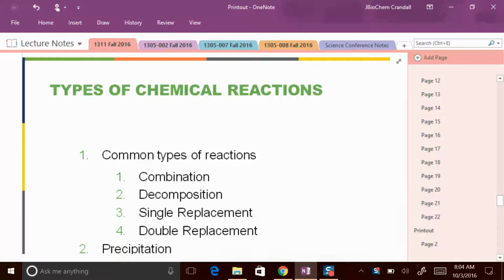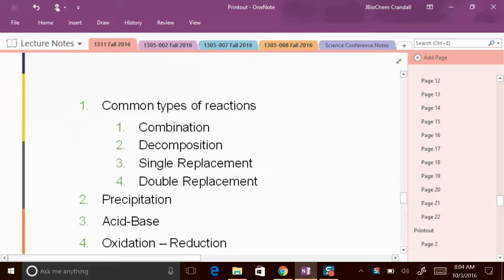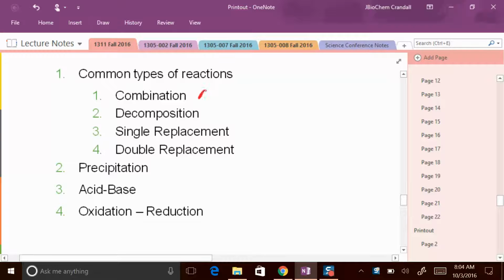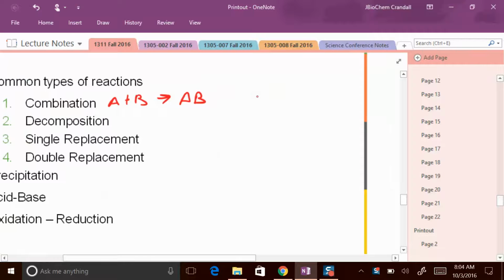Okay, so common types of reactions, things like combination reactions. Combination reaction, pretty simple, straightforward. A plus B will produce AB, right? So that's a common type of combination reaction. H2 plus O2 produces H2O. So you put two things together, they form something new.